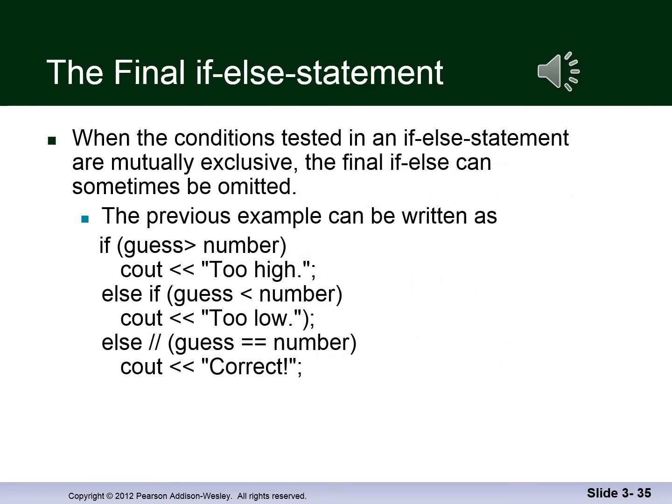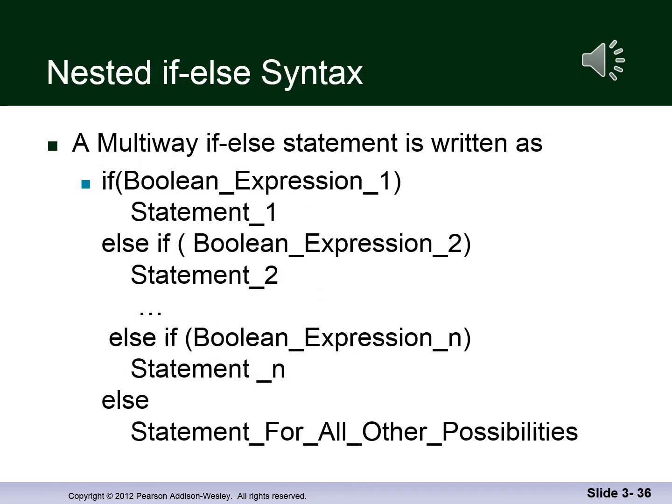Here is one more alternative to the solution we've been discussing. When the conditions tested in an if-else statement are mutually exclusive, the final if-else can sometimes be omitted. So here is an example where if the guess is not greater than the number and the guess is not less than the number, the only option, especially when we're dealing with ints, is that the guess is equivalent to the number. This slide shows the formal syntax for nested if-else statements, and in the next slide we'll look at a fully implemented example of a nested if-else statement.